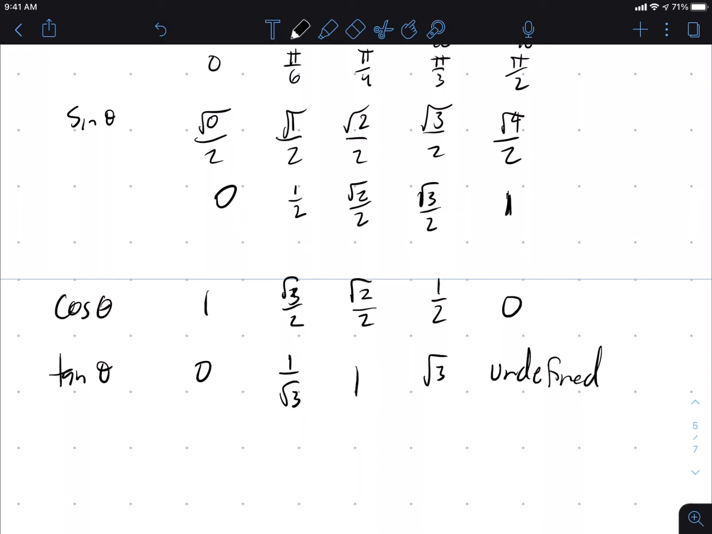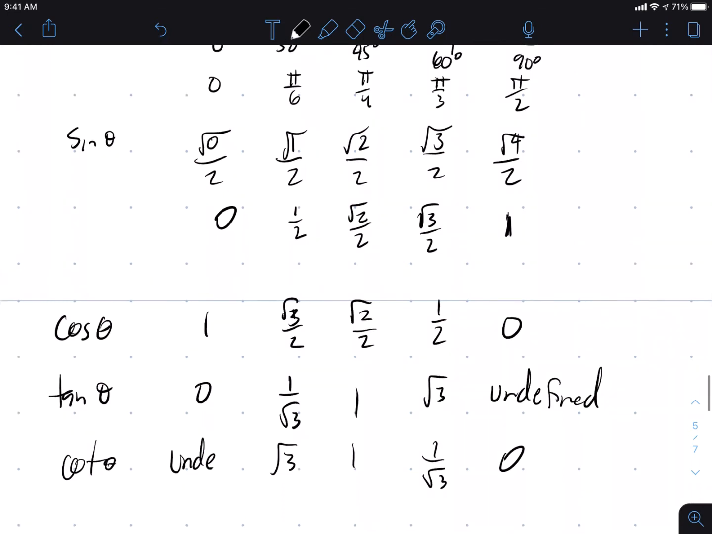Cotangent, just switch the order. It's undefined here. It's rad 3. It's 1. It's 1 over rad 3. It's 0. Secant and cosecant are just 1 over sine and cosine.